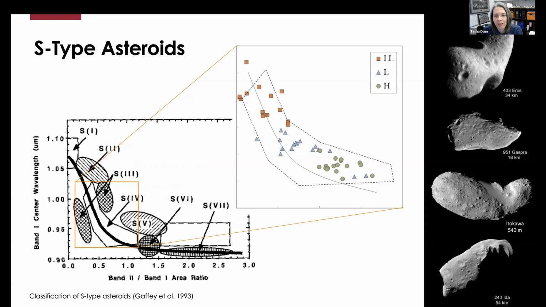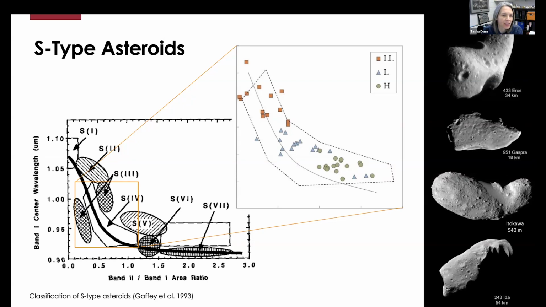So they developed a classification scheme for the S-type asteroids based on these spectral parameters and divided the S-types into 7 subtype classifications. And so we have S1 through S7. So S1, those are our olivine-rich asteroids. S7, those are the pyroxene-rich asteroids.